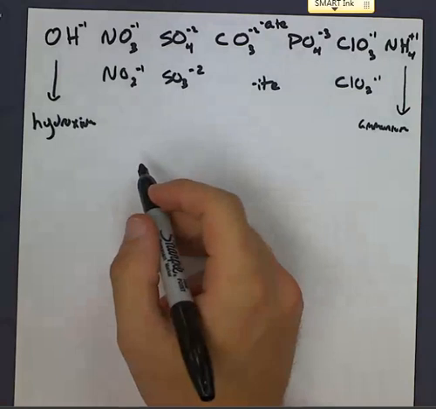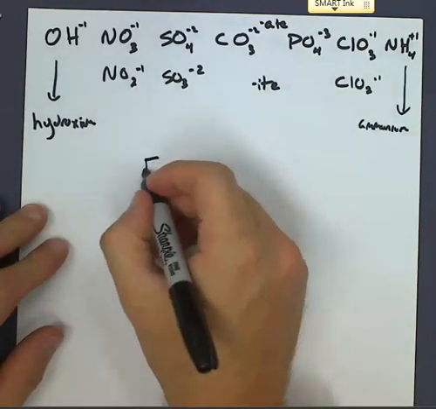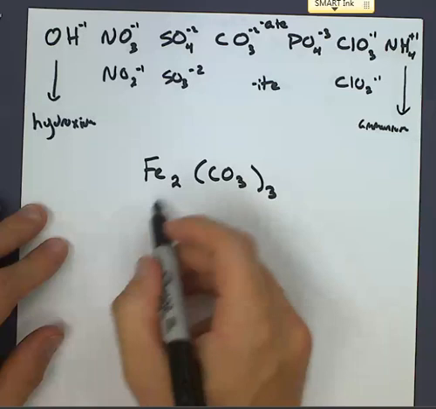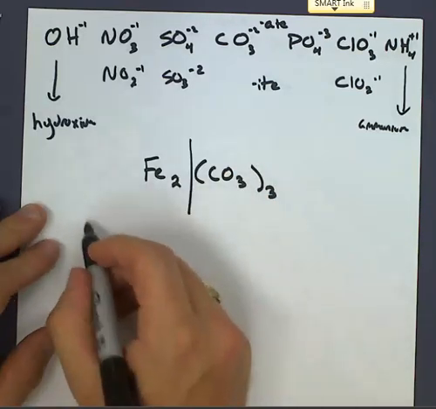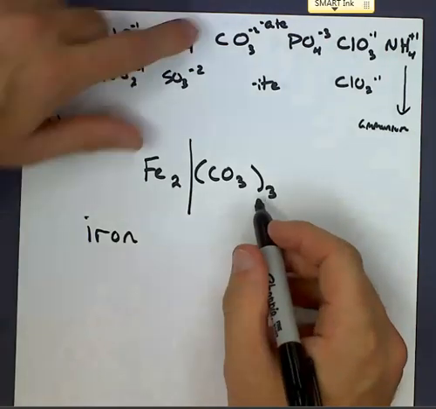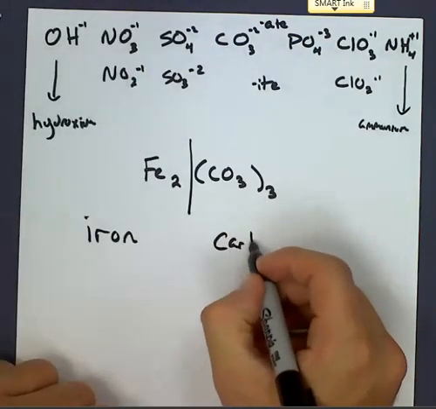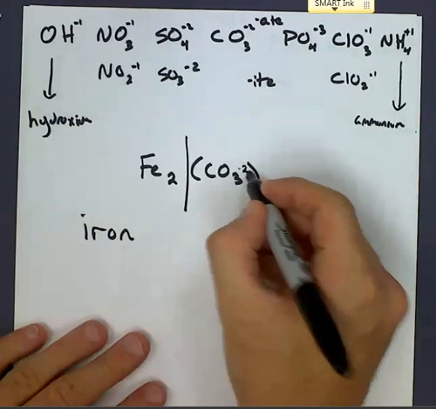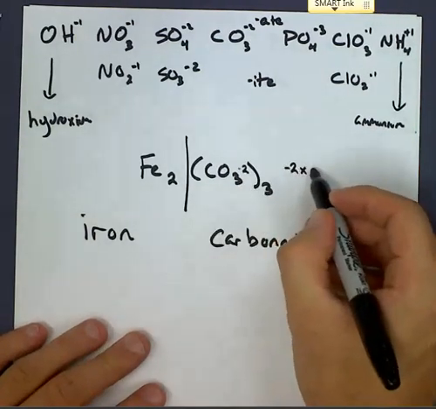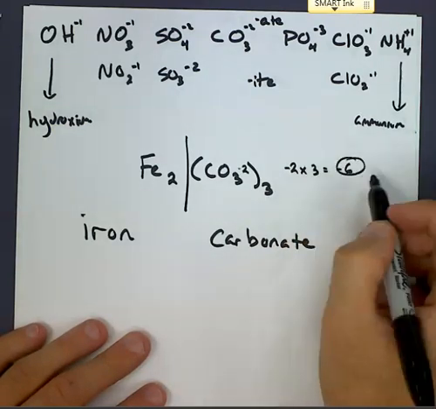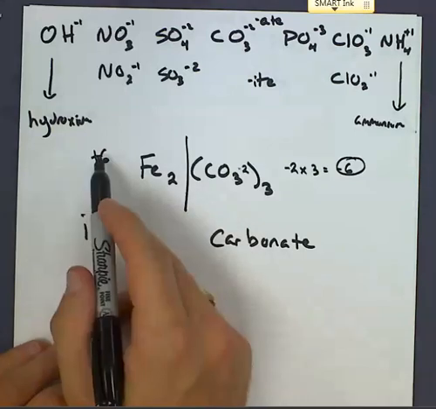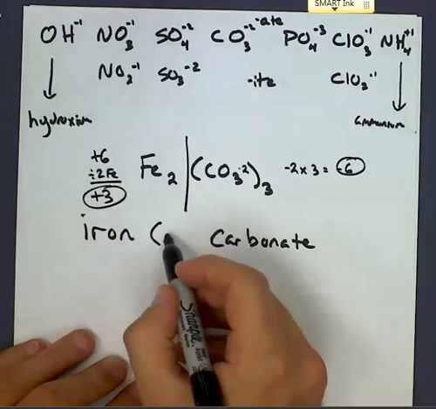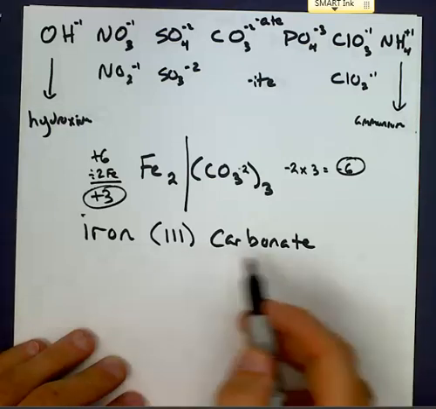Okay. How about this one? Fe2, in parentheses, CO3, 3. Okay, once again, we separate the metal from the polyatomic ion. Fe is iron. CO3 up here, its name is carbonate. Now we've got to figure out what's the charge. Carbonate up here tells us the charge is -2, and I've got 3 of them. So I've got a total of -6, which has to be balanced by a +6. I take my +6, I divvy it up evenly over my 2 irons, and I get a charge of +3. It means each of these irons has a charge of +3. This is iron 3 carbonate.